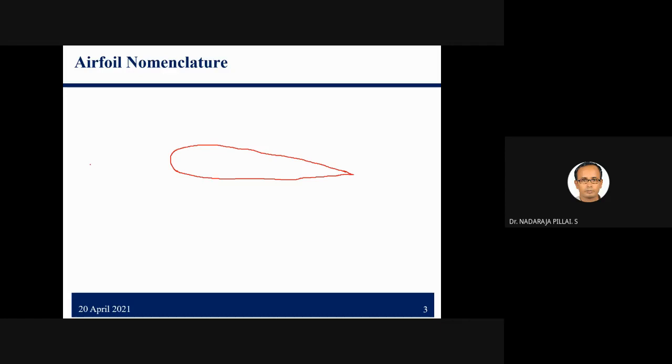And here you have a free stream velocity, V infinity. In this airfoil, we will have a leading edge. This is the leading edge, so I will write here: it is a leading edge. And this is a trailing edge.